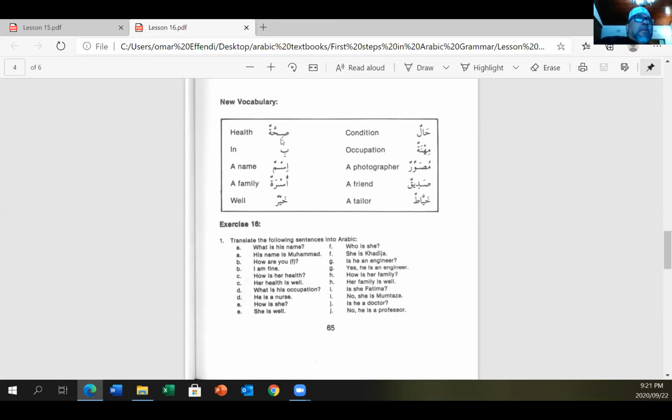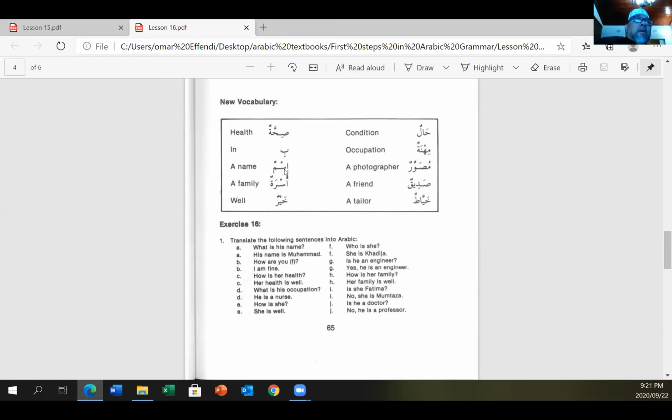Okay, all together. Sihhatun. Sihhatun means health. Fi, the preposition, is "in". Name: ismun. Ismun is a name.